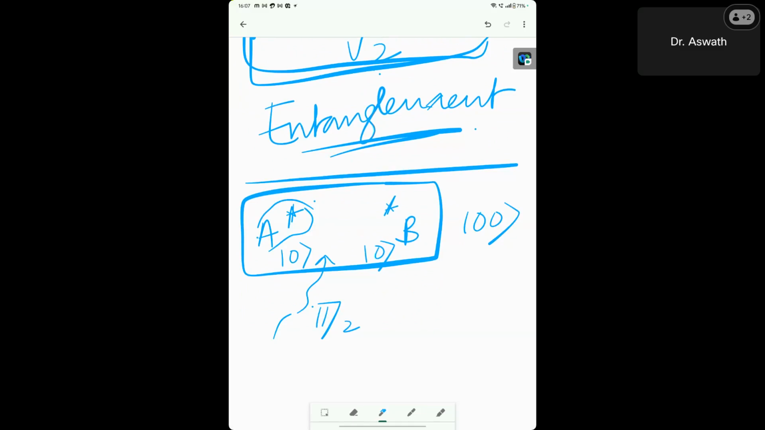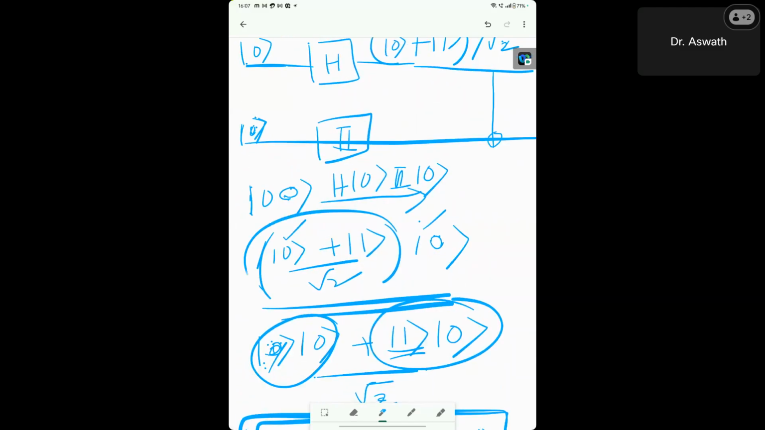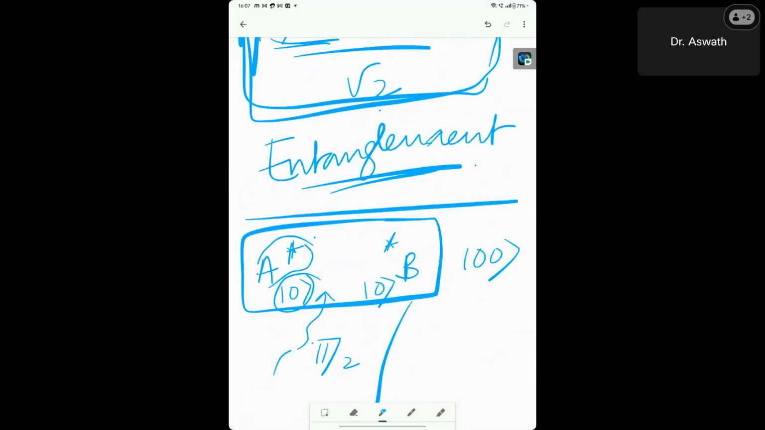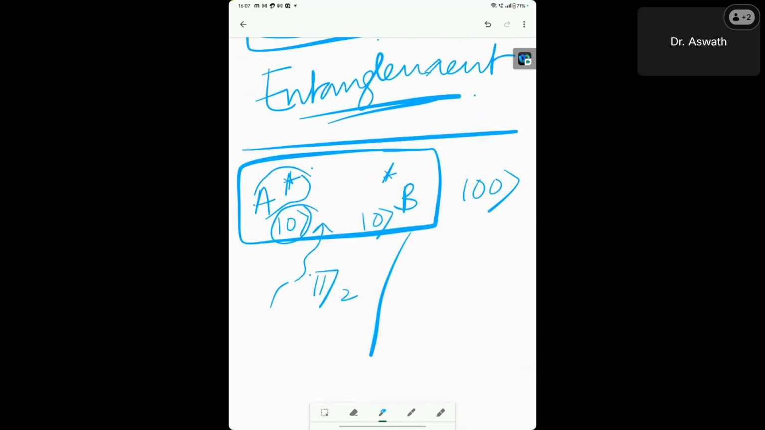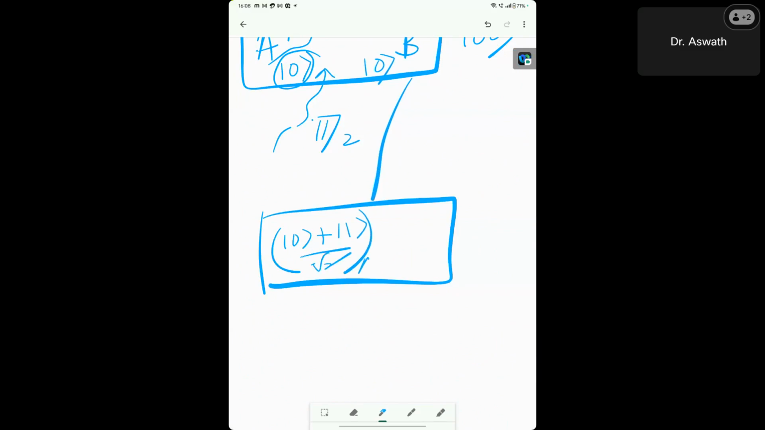When I do that, atom A becomes a superposition of 0 and 1. So that is what we saw here. Superposition is created. I'm not doing anything with atom B, which remains in the 0 state itself. So now atom A becomes a superposition. Let's say this is atom A, and atom B is just in the ground state. So this is a box now.